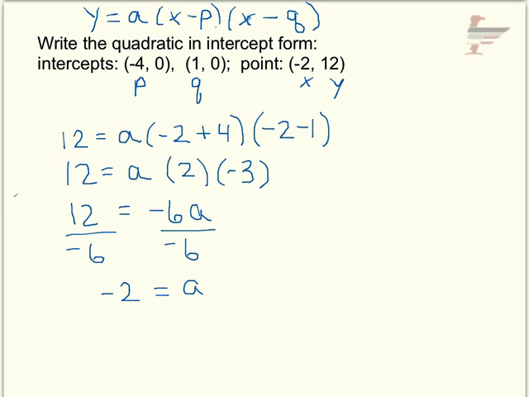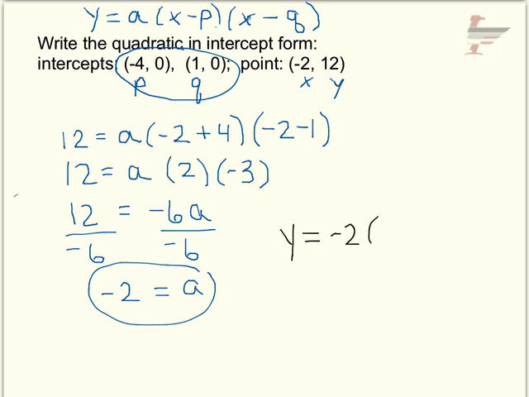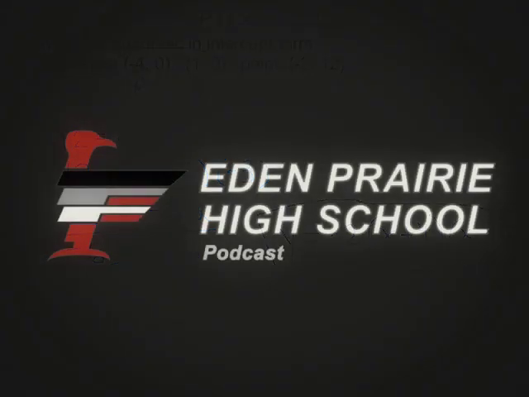So now I know p and q and a, so I can write my final equation. So that's going to be y equals a times x minus p, so plus 4, and x minus q, which is 1.